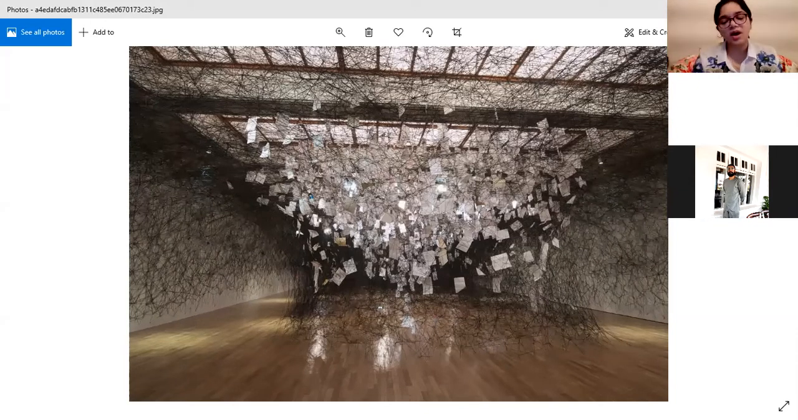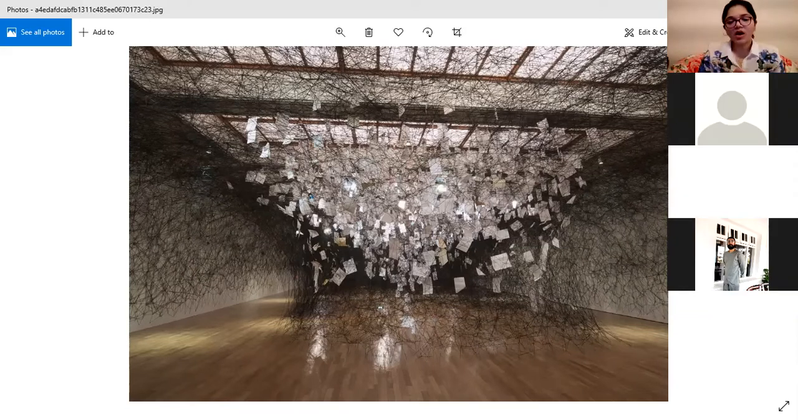Chiharu Shiota, Letter of Thanks. She is very well known for the kind of work that you see right here. Imagine no paper, and imagine keys or anything else other than the paper. The strings remain the same, the similar web-like structure, and the things caught in between them differ from time to time.